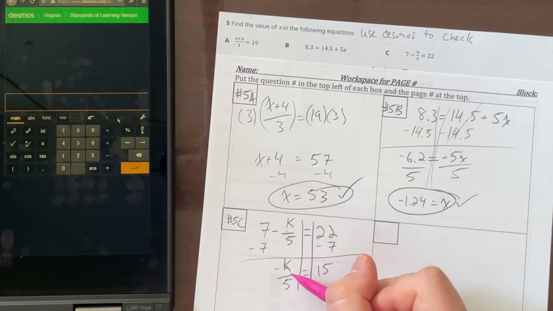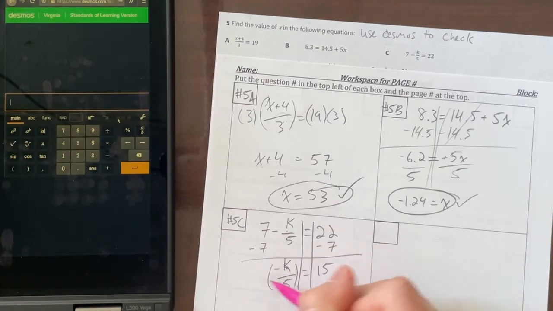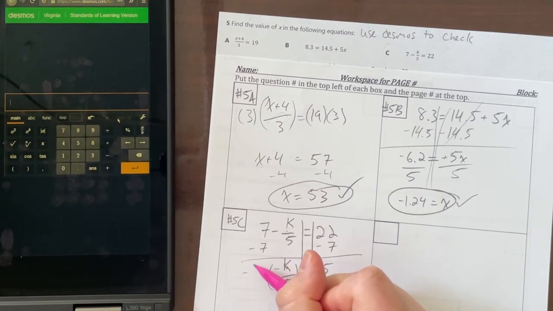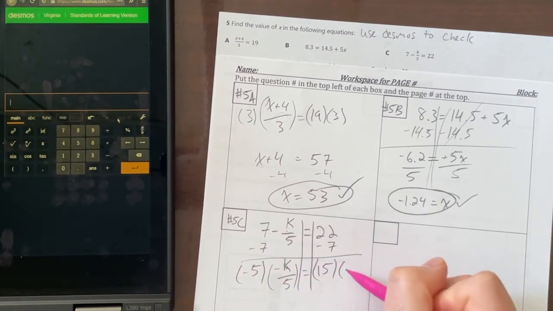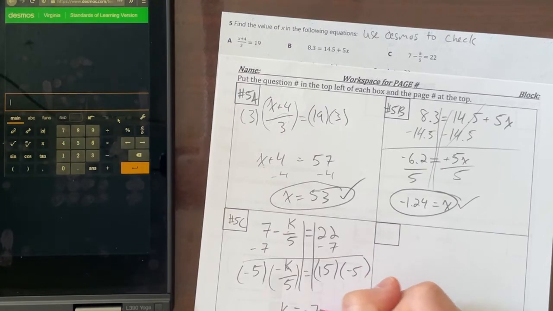So the coefficient's 1/5, or excuse me, negative 1/5, so I can do the same thing as multiplying by negative 5 to both sides. So times negative 5. This is going to be k is equal to, what was that, 75? So you had negative 75.